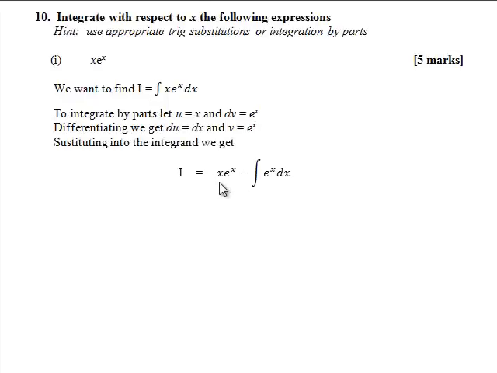The integral is equal to uv, so there's uv, minus the integral of v du. Okay, the integral of e to the x dx is equal to e to the x, and then we need a constant of integration. So we have e to the x in this term and e to the x in this term, so we take those outside a bracket, and there's the answer to part 1.